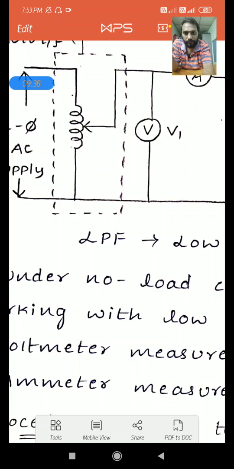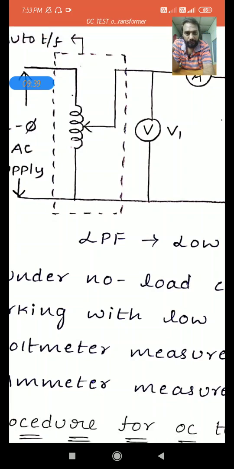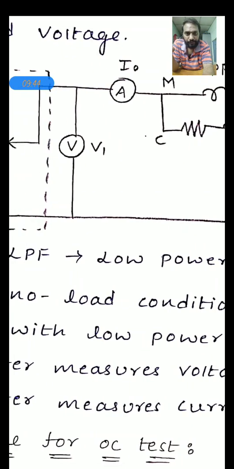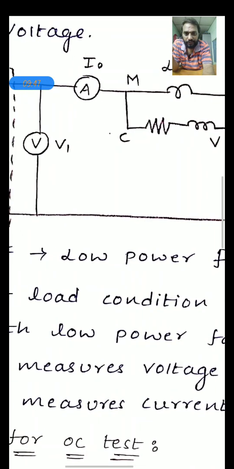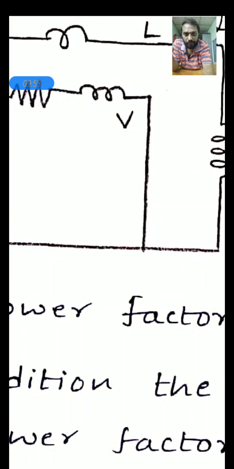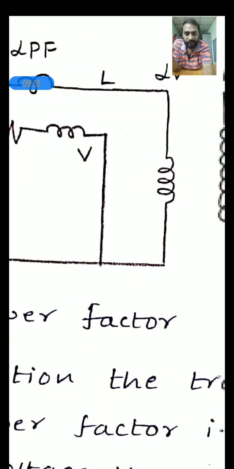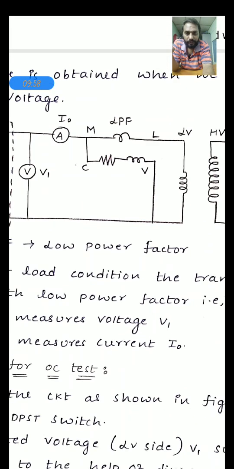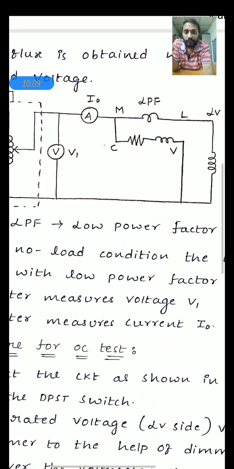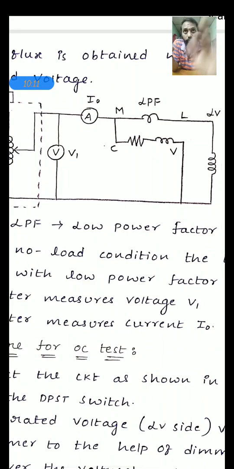Now by gradually increasing the voltage to the LV winding, which is measured by the voltmeter V, we increase the voltage until the voltmeter V measures the rated voltage of this LV winding. Then we stop the experiment and note down two readings, the ammeter reading and the wattmeter reading, because the voltmeter reading is already a known value, the rated voltage of the LV winding. So the remaining two unknown parameters are the ammeter reading and the wattmeter reading.